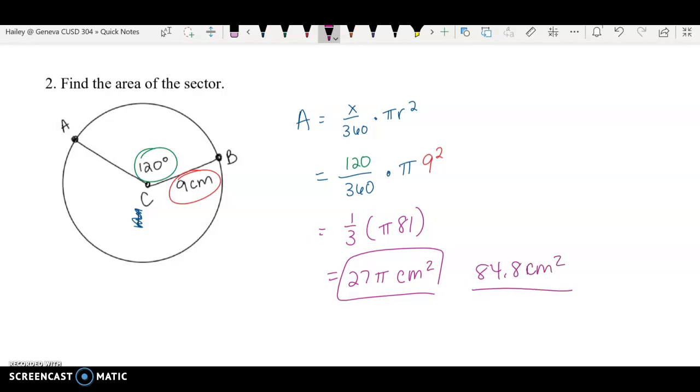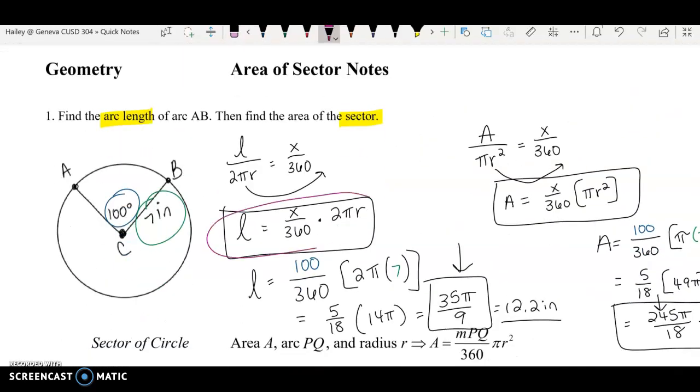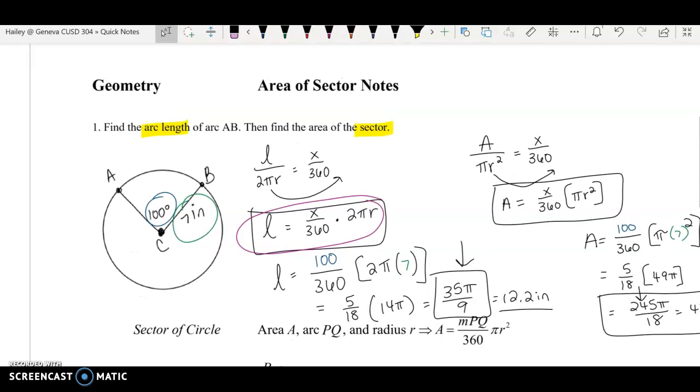Okay, so that is the whole lesson for today. We are just using this formula right here, and we're plugging in and reducing. So hopefully you had a nice little recap with what we already knew with our arc length. It's pretty much the same thing, except instead of 2 pi r, it's pi r squared.